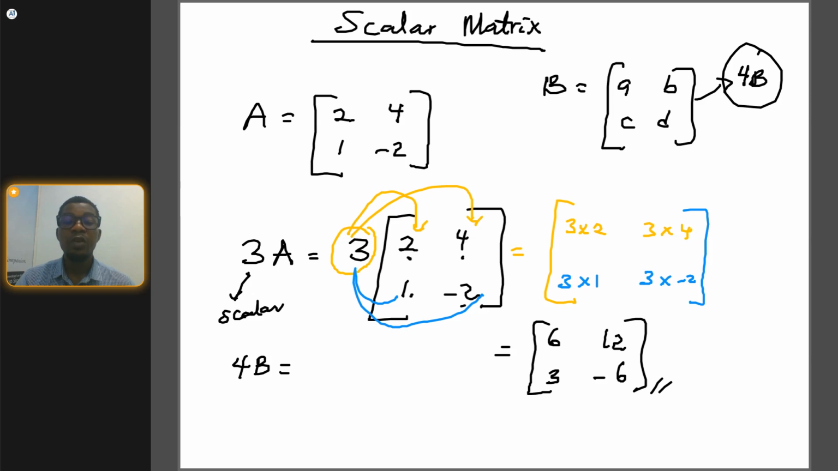Let's move on to multiplication of matrices. Take note, under addition and subtraction, we said that the matrices you are adding or subtracting must have the same order, the same size. You can only add or subtract a 3 by 3 matrix with another 3 by 3, or a 4 by 4 with another 4 by 4. So matrices that will be added together or subtracted should have the same order.